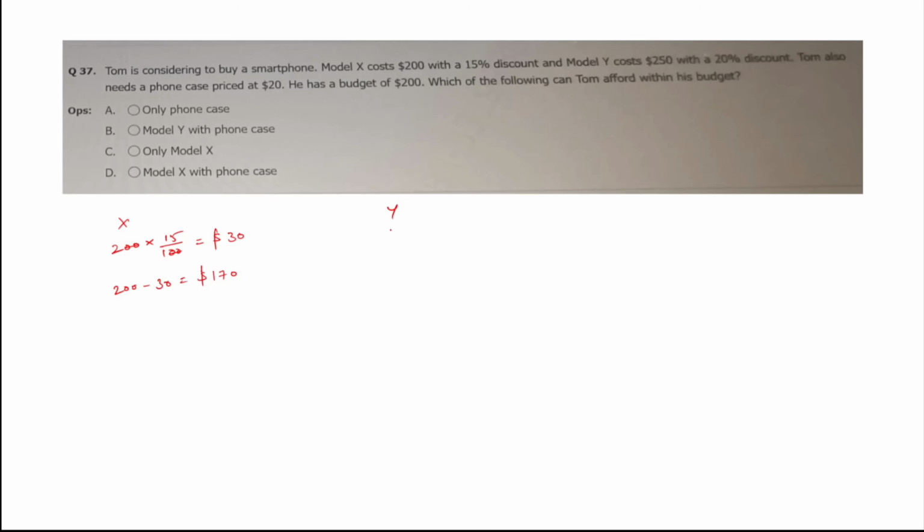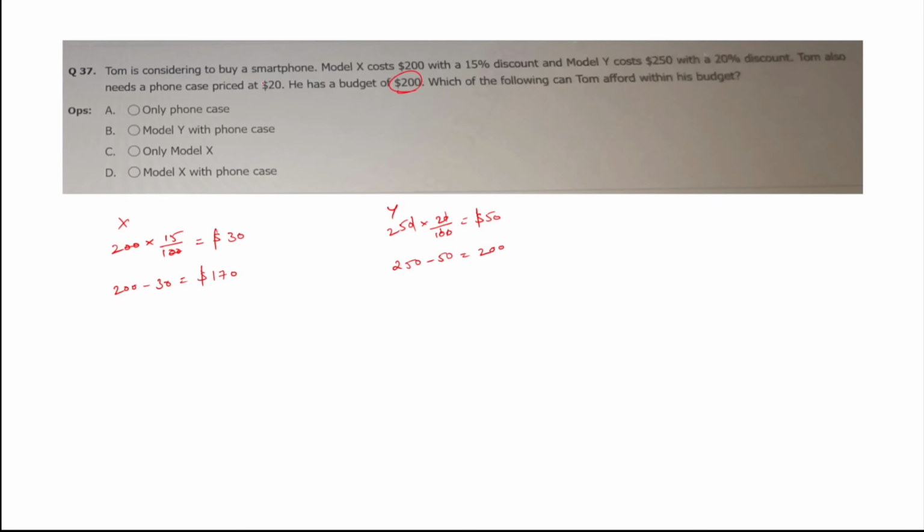For the Model Y, the cost is 250 and the discount given is 20%. So 20 by 100, zeros will be cancelled and then 25 into 2 is $50. So we will get the discount as $50. After removing this discount from the cost, it is 250 minus 50, which means $200 we need to pay for the Model Y phone. But Tom has a budget of $200 only.